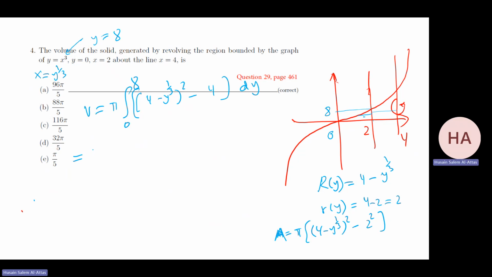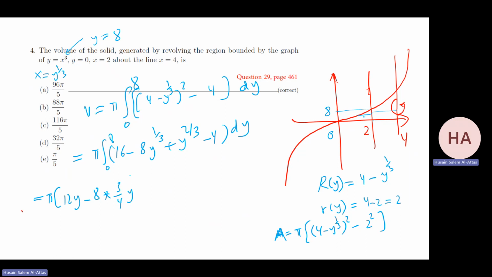That gives me what? Y from 0 to 8, 16 minus 8 y to the power 1 over 3 plus y to the power 2 over 3 minus 4 dy, which is 12. So I have 12y minus 8, add 1 times 3 over 4, y to the power 4 over 3, add 1 again, plus 3 over 5, y to the power 5 over 3. This is gone with this, that's 12.